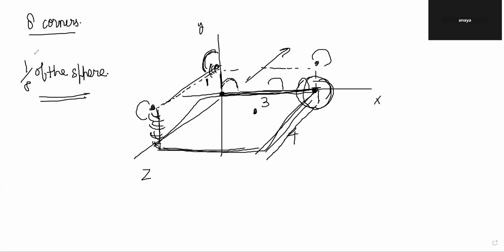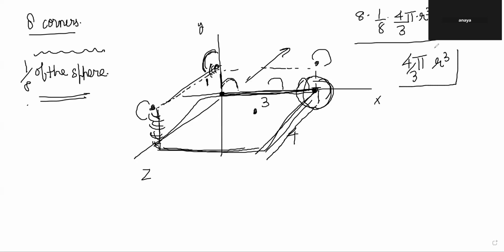I think it is 1/8 of the sphere. If you choose 1/8 of the sphere at each corner, it will be 8 times 1/8 of the sphere, right? So 8 times 1/8 of 4 by 3 pi r cube, right? Because there are 8 of them, so you'll get 4 by 3 pi r cube. That becomes the volume, extra volume that is left over here.